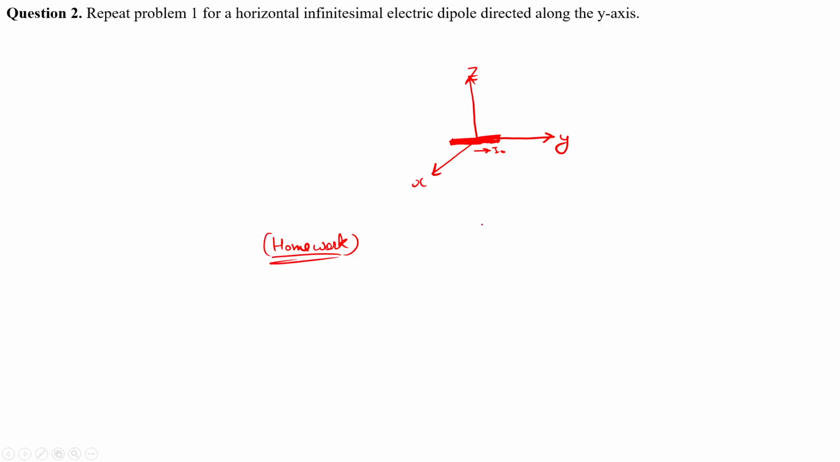If you encounter any problem or any doubt while solving this, you can ask me during the next interactive session. So I'm giving this as homework.